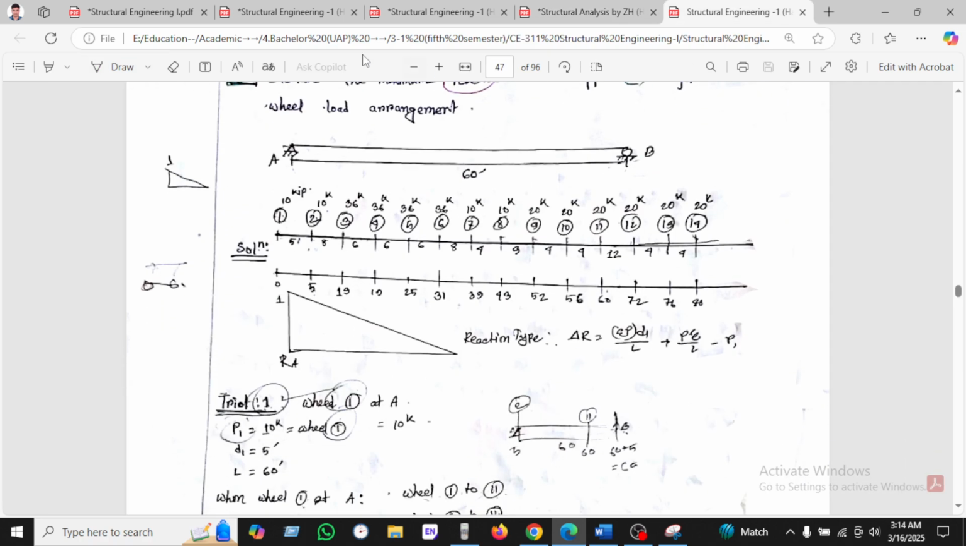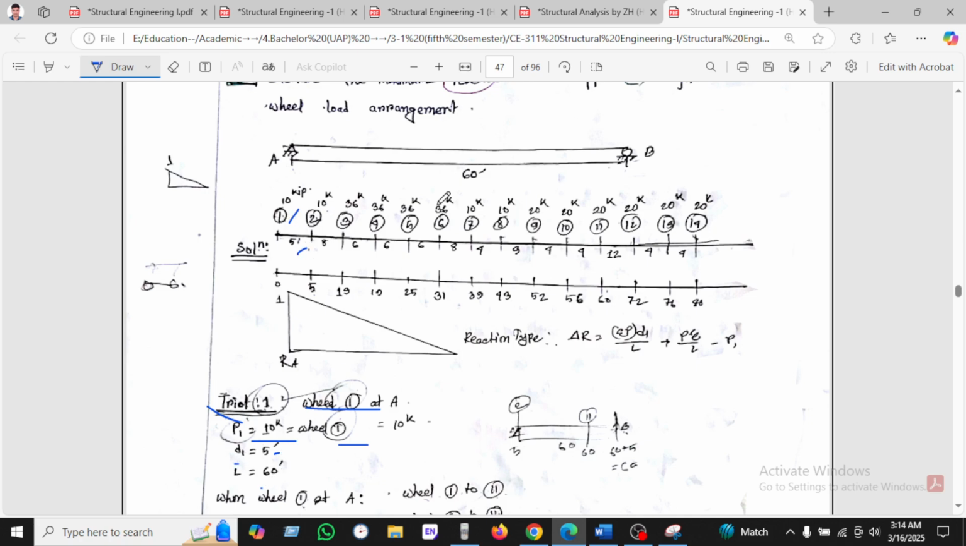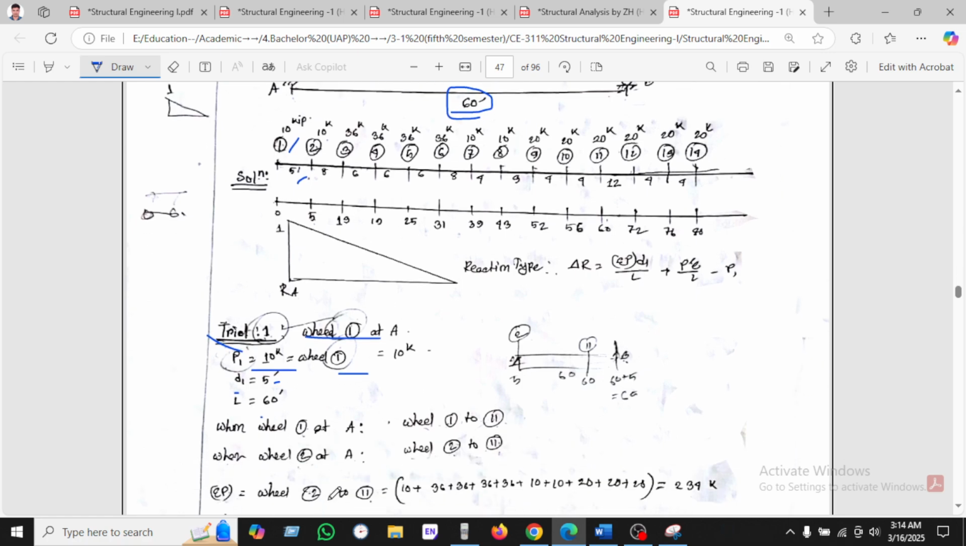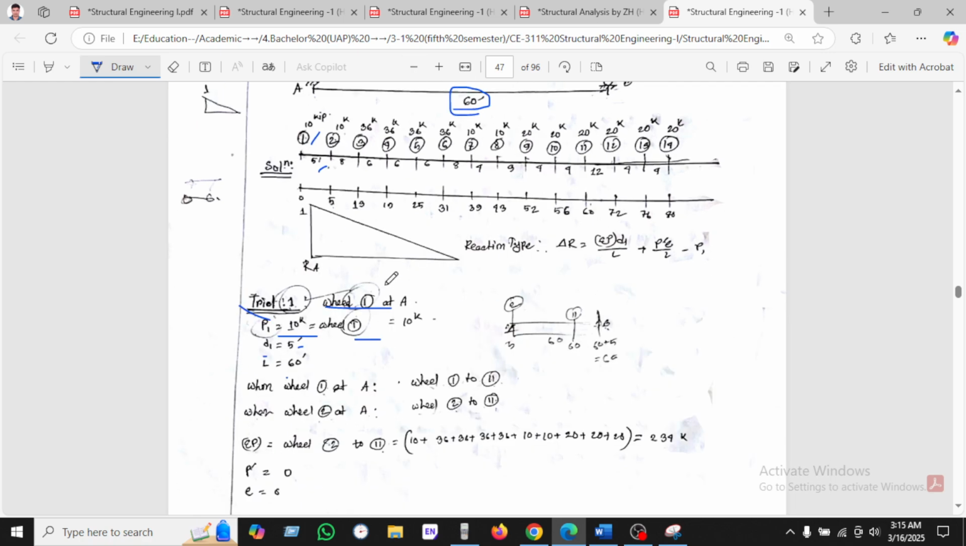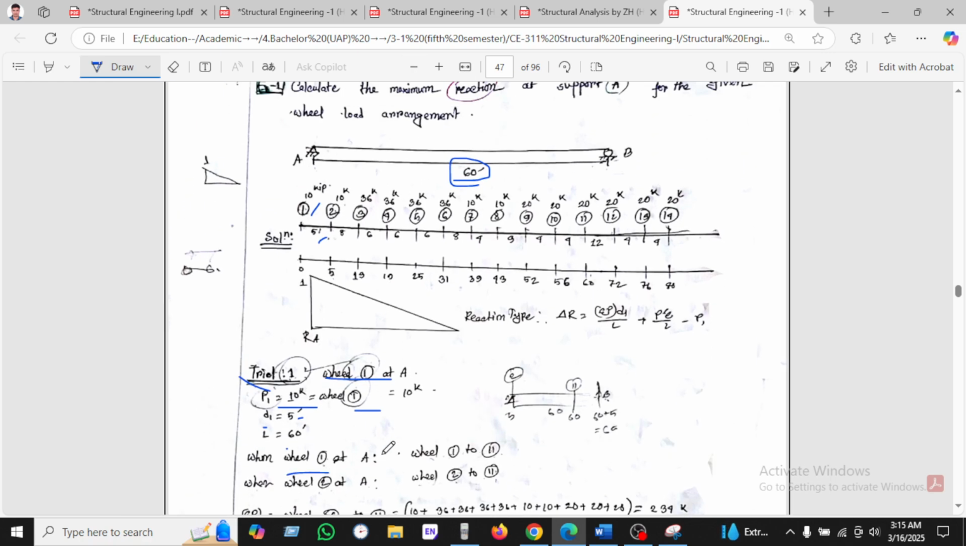As trial 1, we have been seeing trial 1 on wheel 1. This is the 10 kg load on wheel 1, and D1, the distance between wheel 1 and 2, is 5 feet. The beam length is 60 feet. And wheel 1 at A, then 1 to 11.